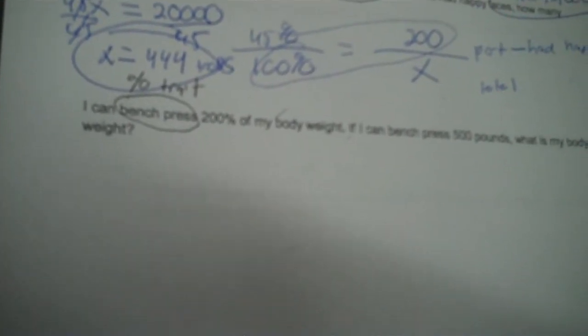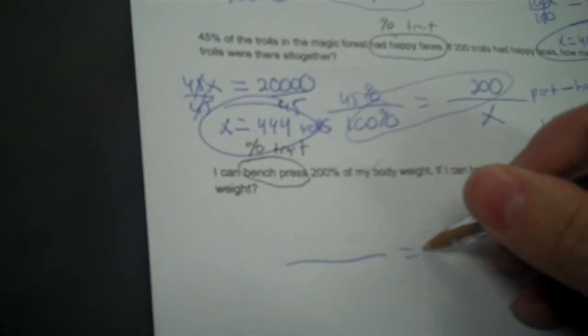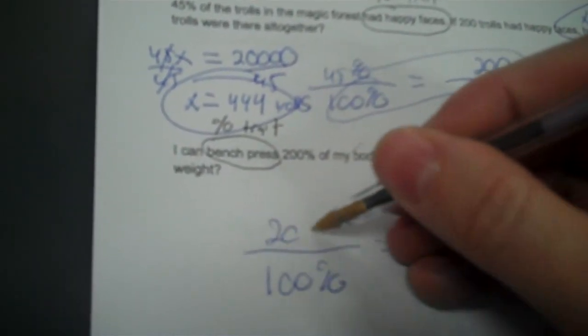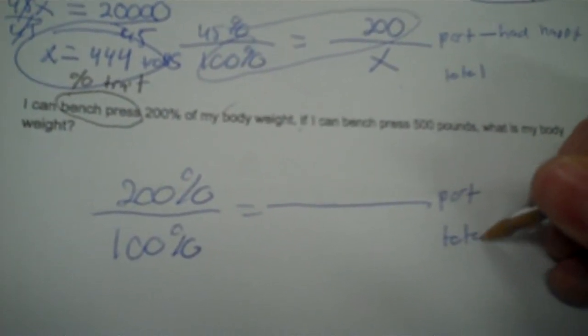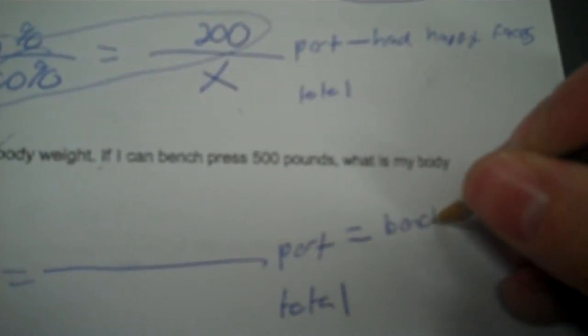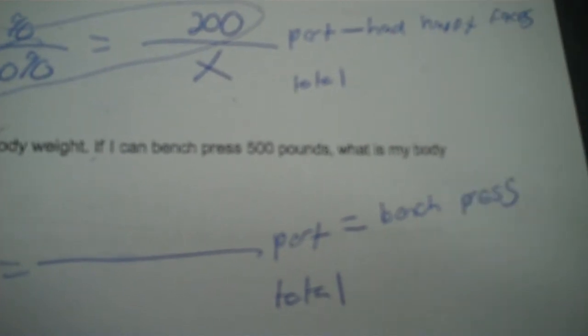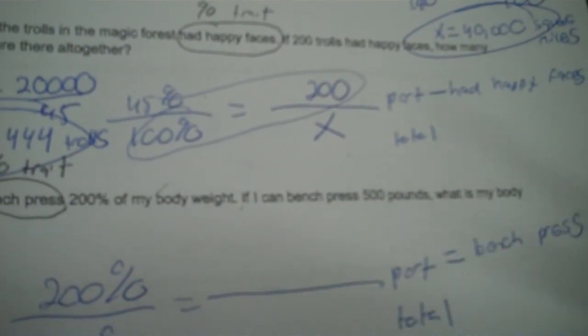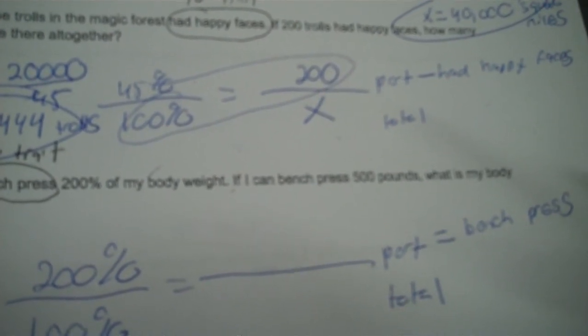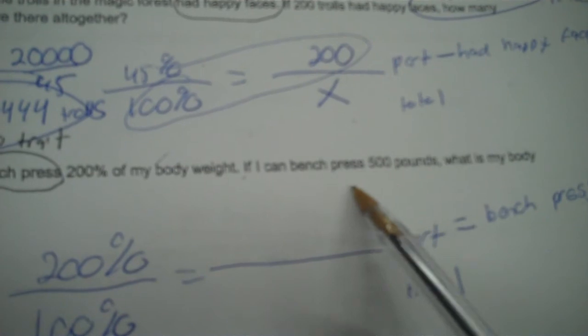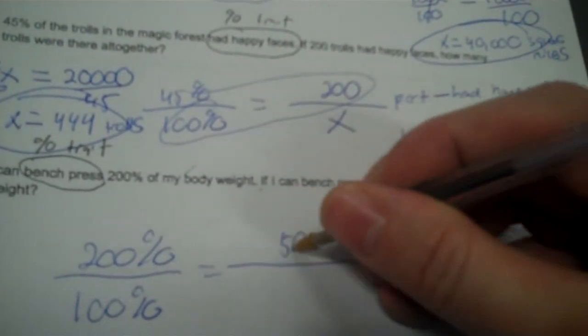Okay, I can bench press 200% of my body weight. If I can bench press 500 pounds, what is my body weight? Okay, now you are going to put 200 here. Don't overthink it. And you are still going to think in terms of part over total. Now the part is defined by what we can bench press. How many pounds I can bench press. Well, how much can I bench press? Do they give it to me, or do we need to figure that out? No, they told me how much I can bench press, 500. I don't know the total.